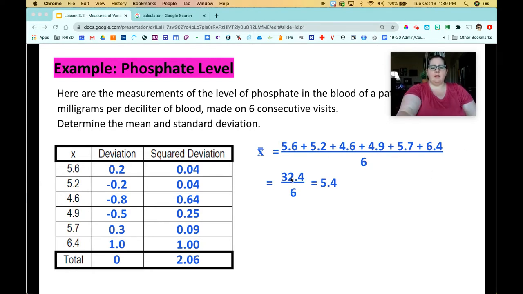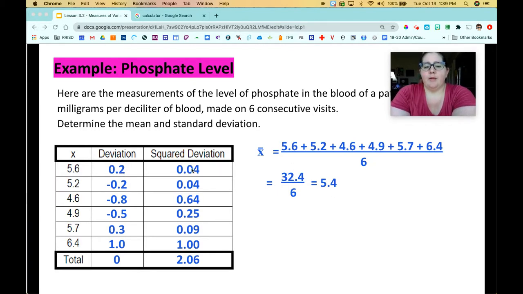Adding those up got me 32.4. 32.4 divided by 6 is 5.4. The next step is to find the deviations and then the square deviations for each number. Remember, that just means you're subtracting the number minus the mean. So we did 5.6 minus our mean of 5.4, and that got me a deviation of 0.2.